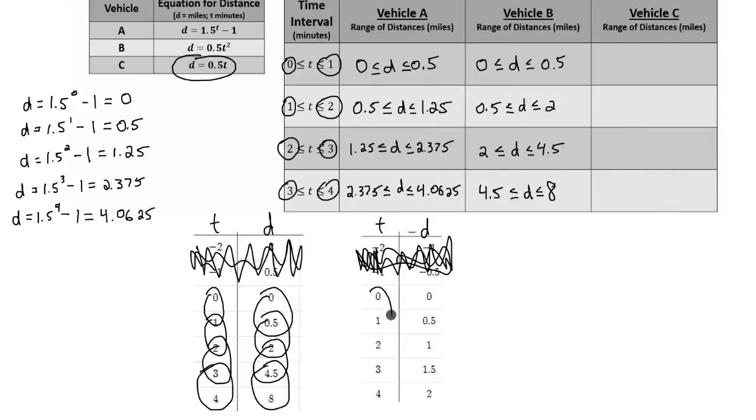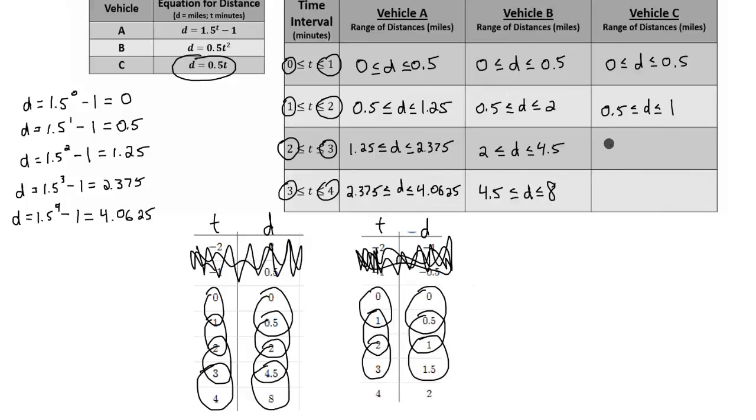From 0 to 1 minute, we're going to go from 0 miles to 0.5 miles. And then from 1 minute to 2 minutes, we're going to go 0.5 miles to 1 mile. And then from 2 to 3 minutes, we're going to go 1 to 1.5 miles. And then finally, from 3 to 4 minutes, we're going to travel from 1.5 to 2 miles.